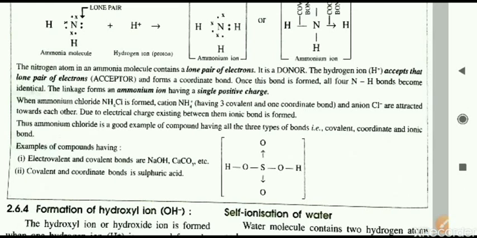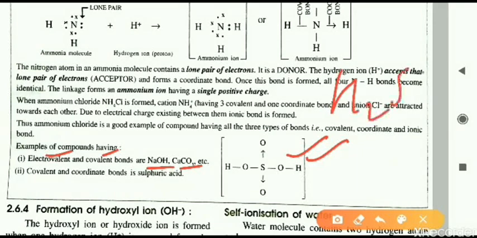Apart from this, some more examples are given: NaOH, CaCO3, calcium carbonate. These have two types of bonding: electrovalent, that is ionic, and covalent bonding. Here you can see the structure of sulfuric acid, H2SO4. In the center, sulfur is there, and it is forming two coordinate bonds with oxygen atoms, one on the top side, one on the down side. So there are two coordinate bonds and four covalent bonds. So it has covalent as well as coordinate bonds.